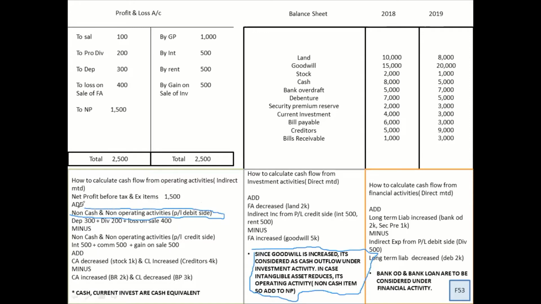Over here we learned clearly, if it is non-cash, we are supposed to add it. So if goodwill reduces, don't forget to add it over here. It will not be part of your investment item. So if goodwill increases, it is an investment item, investment activity. But if goodwill reduces, then it becomes operating activity.